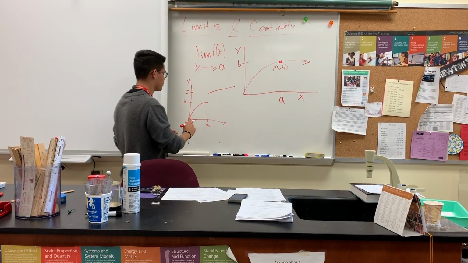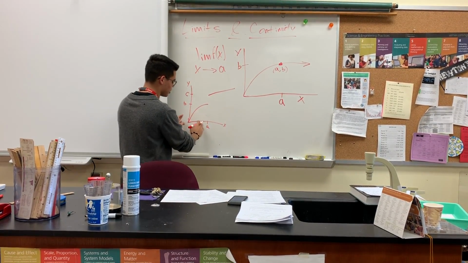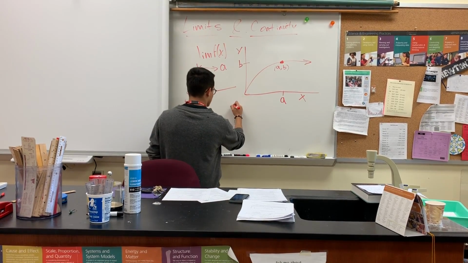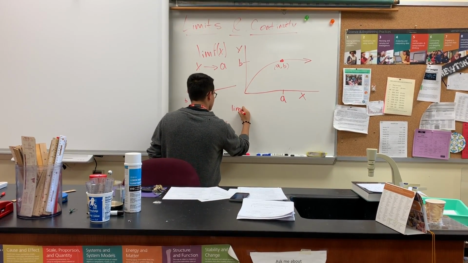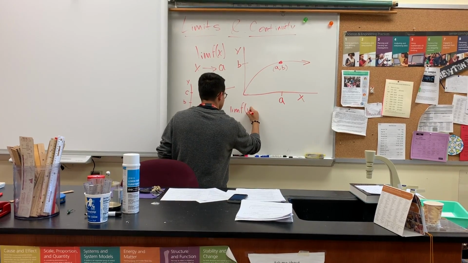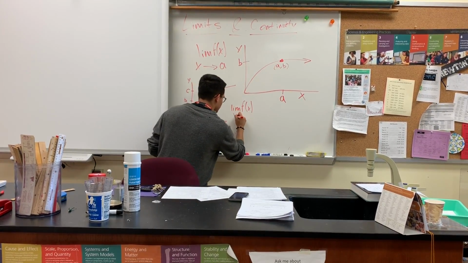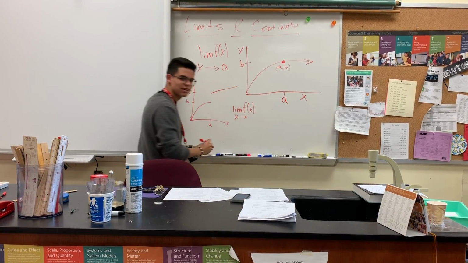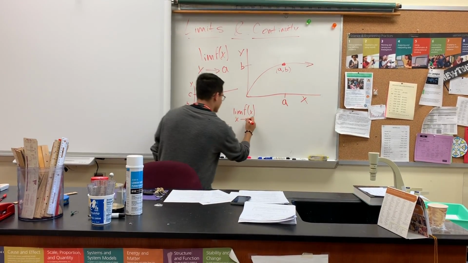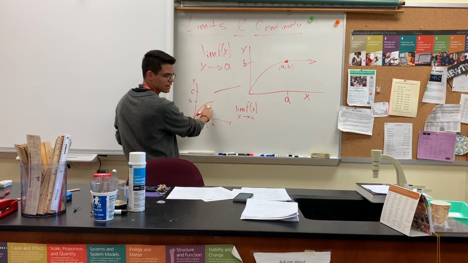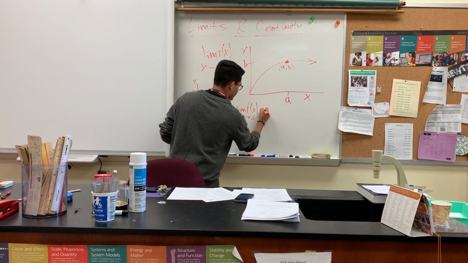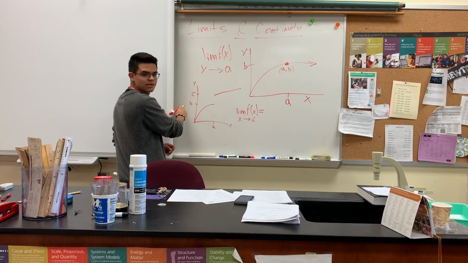All right, so now if we look at the function as it approaches a, right? So the limit of the function f of x as x, the horizontal value, approaches the value a from the left, we find that equal to b.